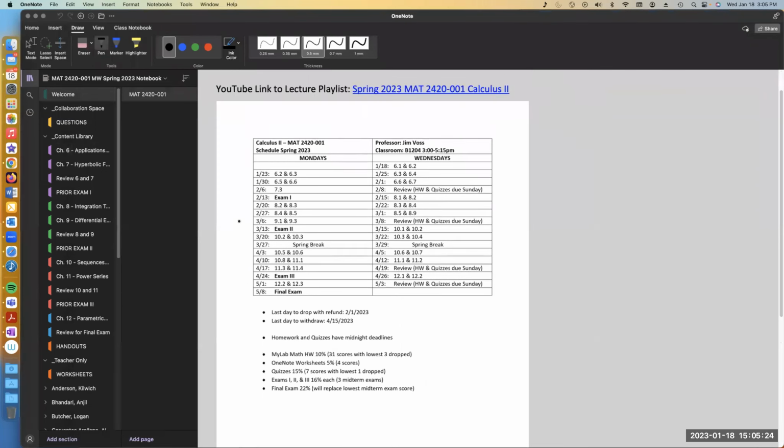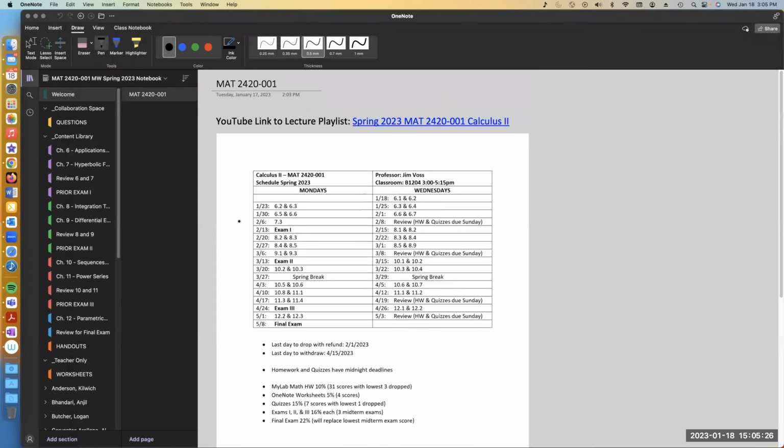So now we see that the app has taken up our full screen. We don't have that Microsoft Teams container. So much better. So this version of OneNote, we are using something called the class notebook. And let me just point out a couple of things. So I've got a welcome page here, and here's our course schedule for the semester.